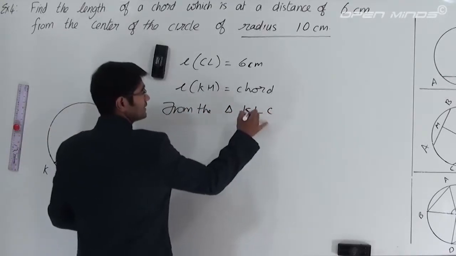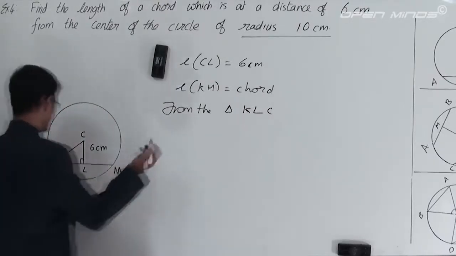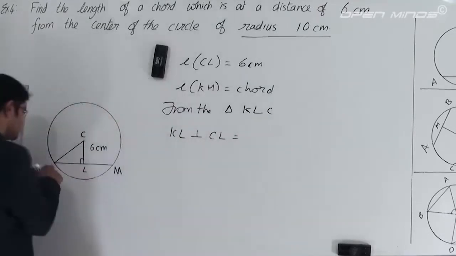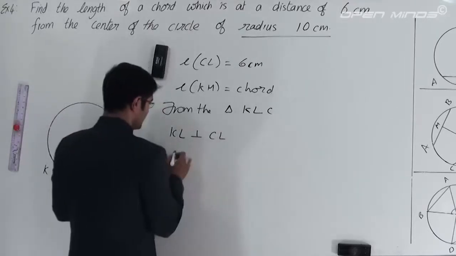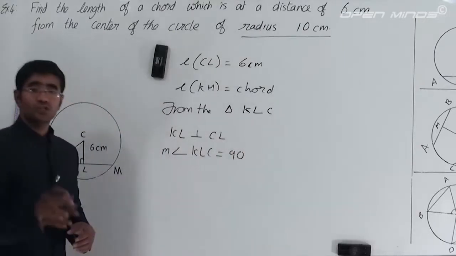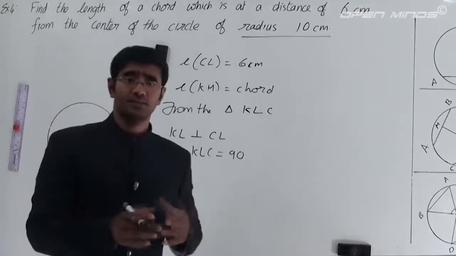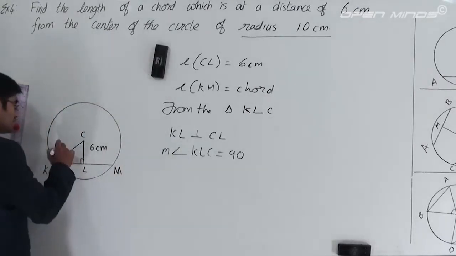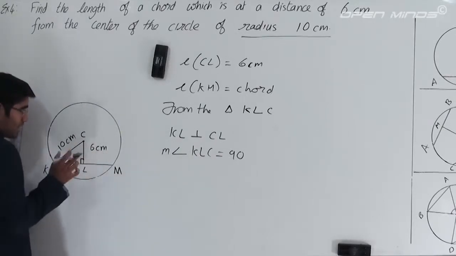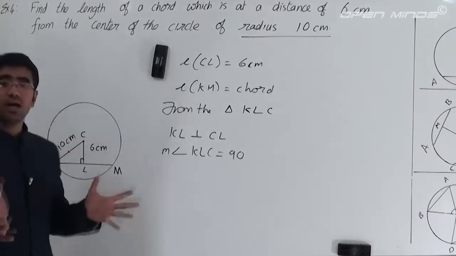So from this triangle, let's say the triangle KLC, we know that KL is perpendicular to CL, right? It means the measurement of angle KLC is 90 degrees. Good. So that makes KLC a right angle triangle. So why am I working on it? Look at that. I know that this length is 10. That is given to me. I know that this length is 6. That is given to me. And if I find the length KL and double it, I'll get the length of KM. So that is why I'm looking at this triangle.